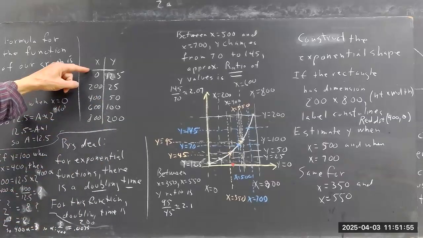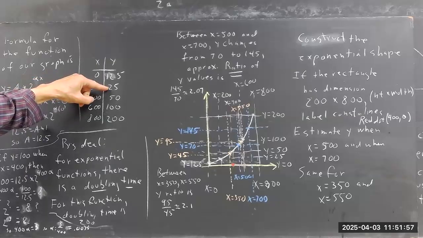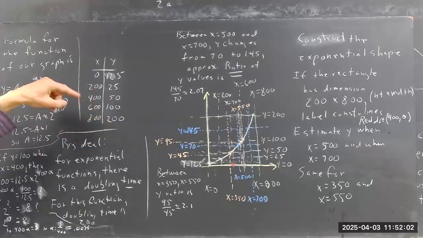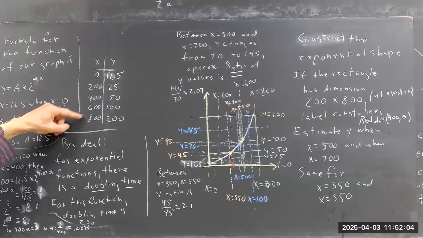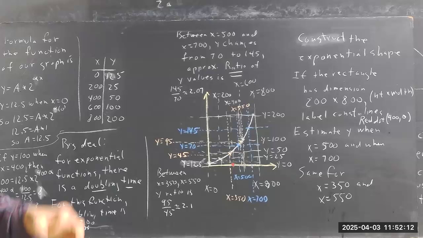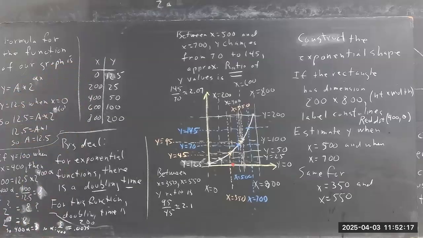Now, what did X do? Well, X went up by 200 and it doubled. Then X went up by another 200 and it doubled again. X went up by another 200, it doubled again. X went up by another 200, it doubled again. So your exponential graph has a certain doubling time. In this case, it's 200.